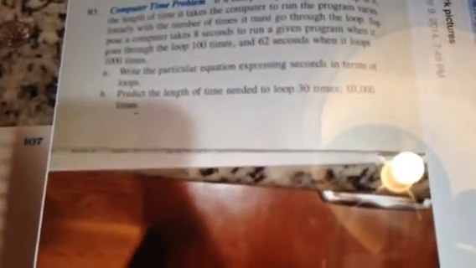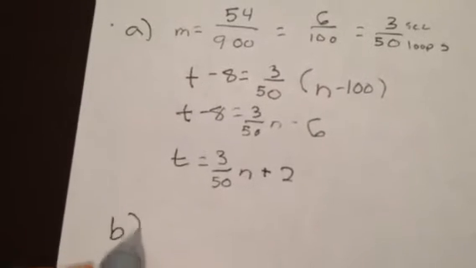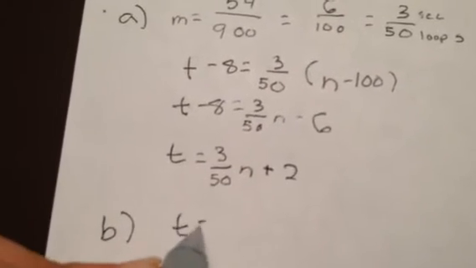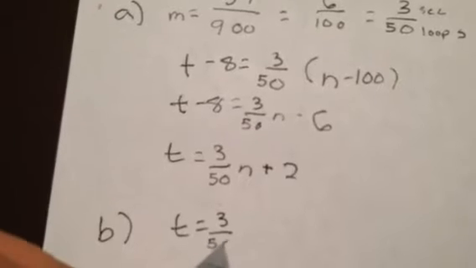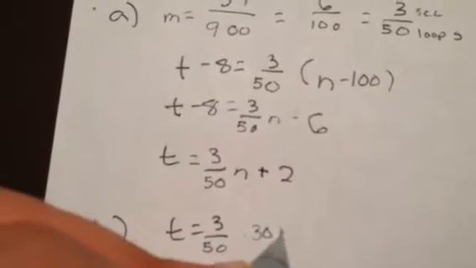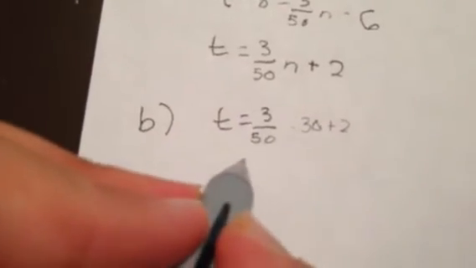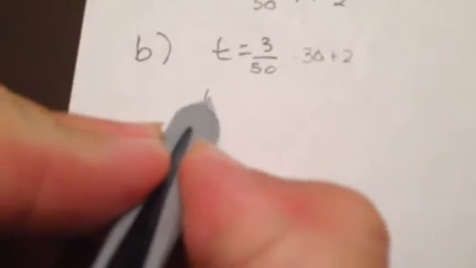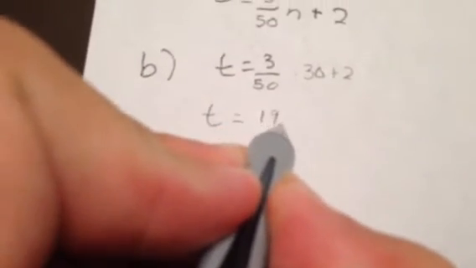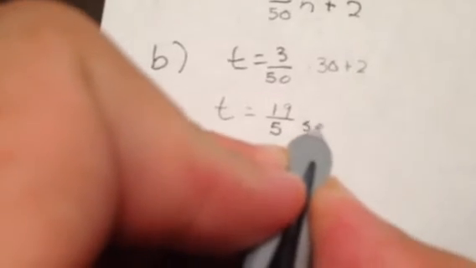Predict the length of time needed to loop 30 times and for 10,000 times. So we have n being 30 and n being 10,000. So when n is 30, T is 3/50ths times 30 plus 2. So that's 90/50ths, or 9/5 plus 2, which is 10/5. T equals 19/5 seconds.